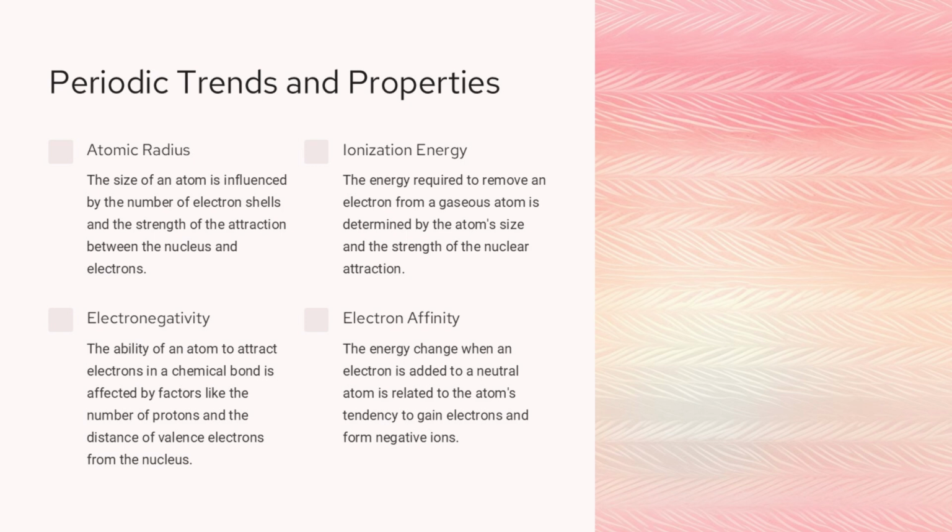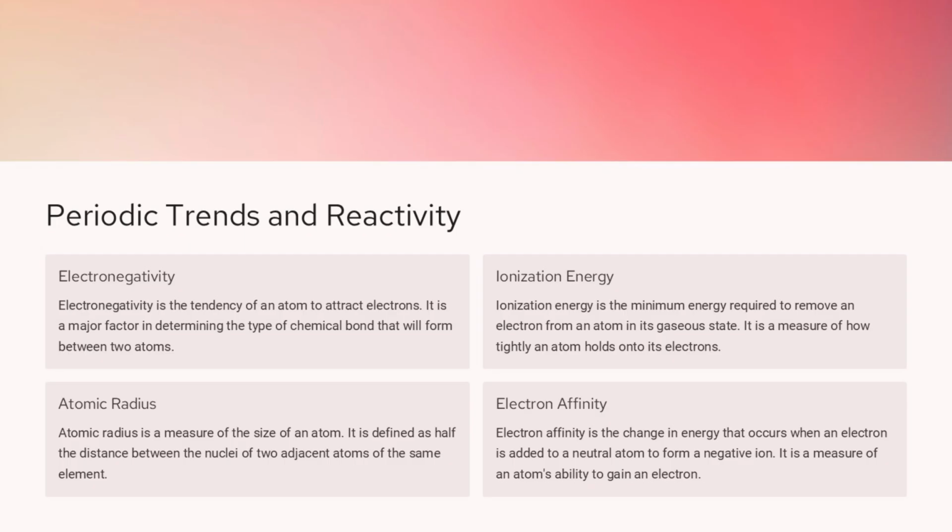Electron affinity is the energy change when an electron is added to a neutral atom, related to the atom's tendency to gain electrons and form negative ions. Periodic trends are important in understanding the reactivity and behavior of elements.